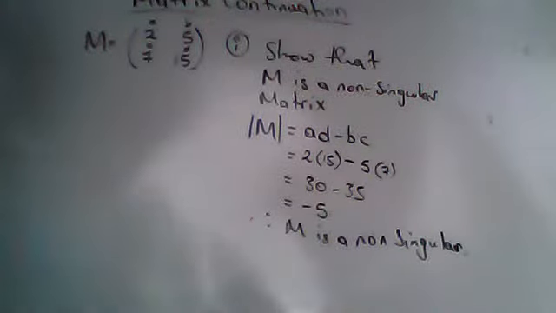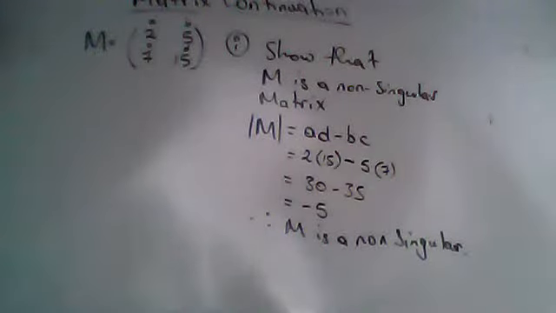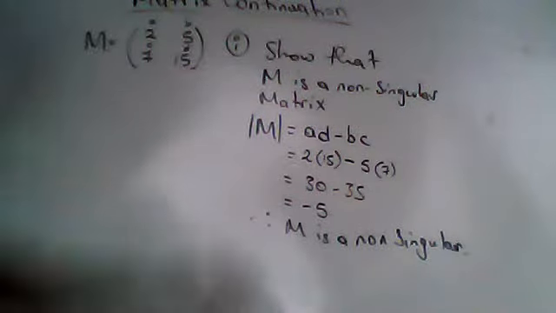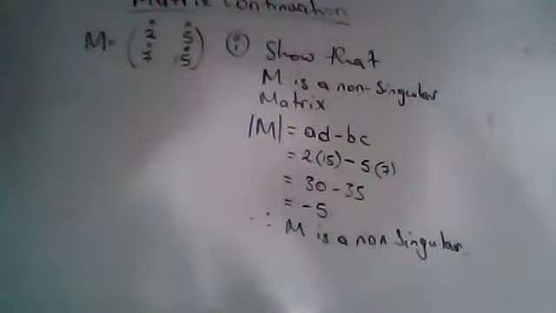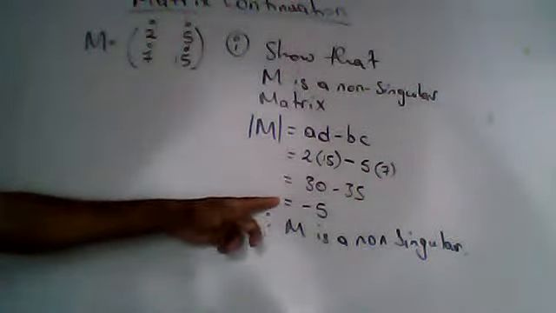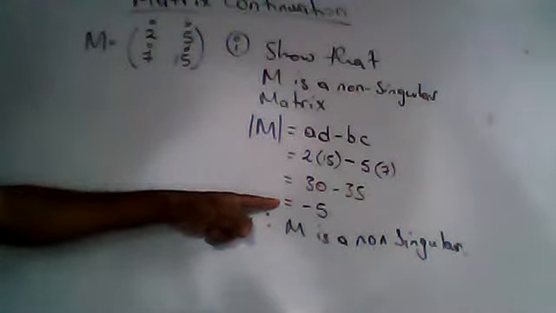Now, when M is a singular matrix, we would have gotten 0 for the determinant. Now we did not get 0, so hence it's a non-singular matrix. Understand? So they said show that M is a non-singular matrix. So obviously we're going to get an answer, whether it's positive or negative. Get what I'm saying? So we got -5.